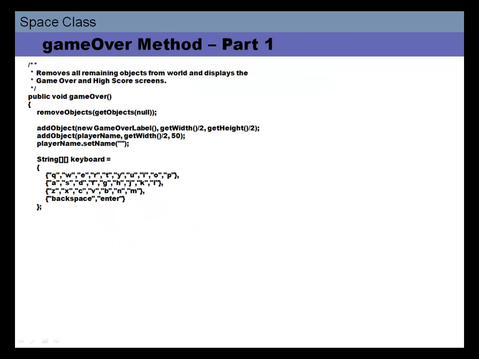Now it's time to add the game over screen. Add the gameOver method, in which you'll first remove all objects from the world. Then several objects are added: GameOverLabel, which displays the text Game Over, and PlayerName, which displays the player's name as it's being typed. Next, a double dimension array is added containing the letters of the keyboard and backspace and enter.